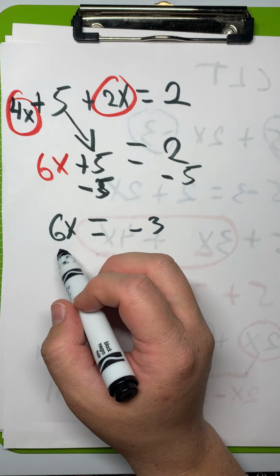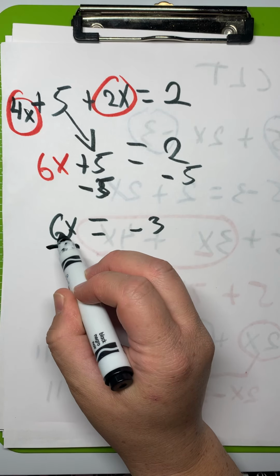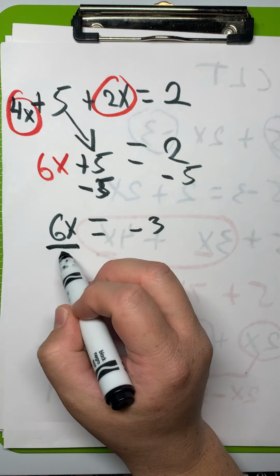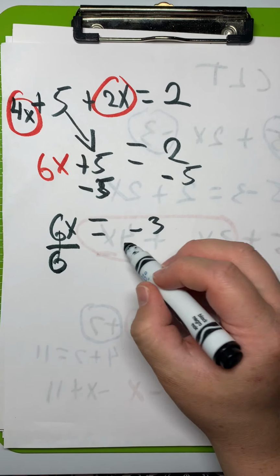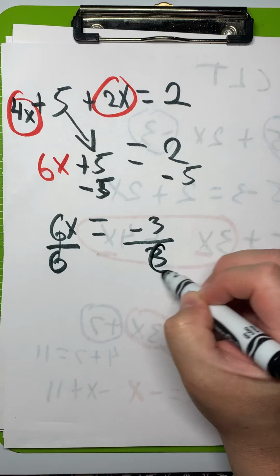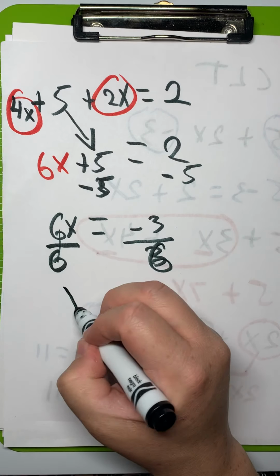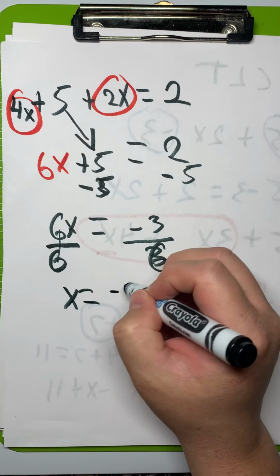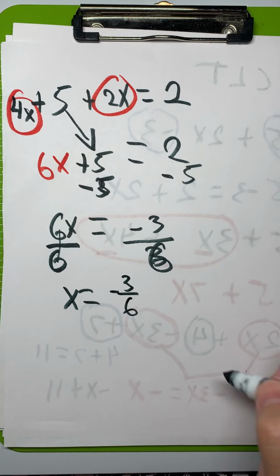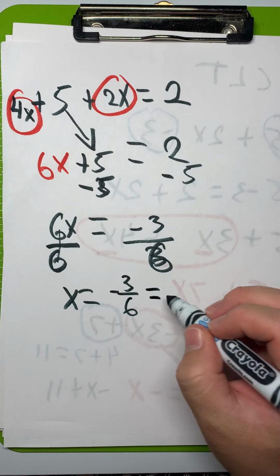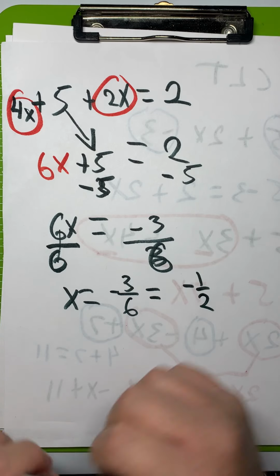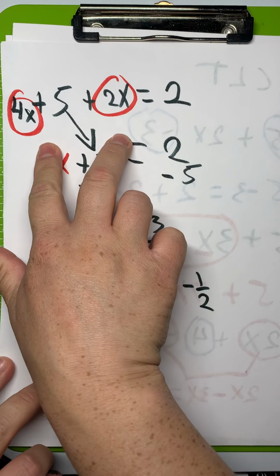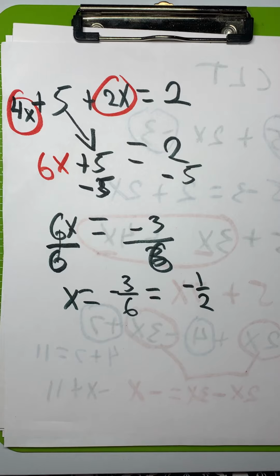So remember that we're doing the inverse. Same thing, since this is 6 times x, we're doing the opposite, which is division. These cancel out, dividing by 6, x equals negative 3 over 6, which is a fraction, so you will need to reduce it to a negative 1/2. So the big thing that we did here is that we combined the two like terms first before we went to solve the rest of the equation.